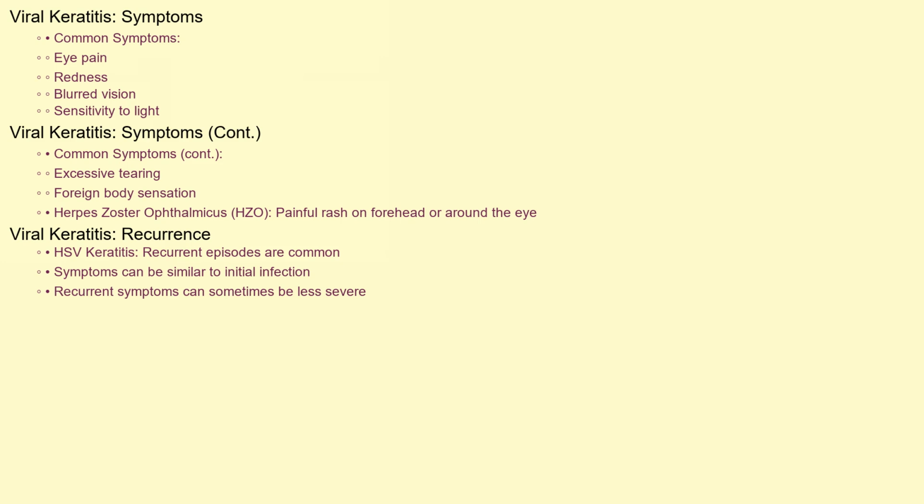The symptoms of viral keratitis can vary depending on the severity and type of infection. Common symptoms include eye pain, redness, blurred vision, sensitivity to light, excessive tearing, and a feeling like something is in your eye. In the case of HZO, you might experience a painful rash on your forehead or around your eye, sometimes preceding the eye symptoms. Recurrent episodes are also common with HSV keratitis and can present with similar symptoms, but can sometimes be less severe.